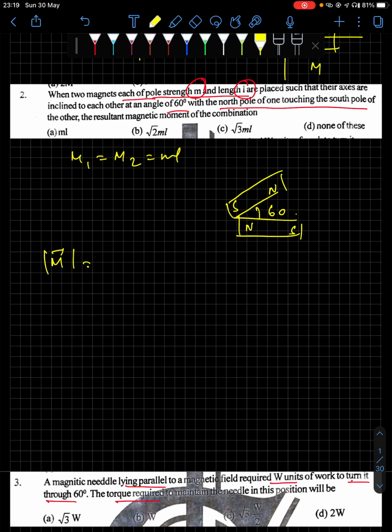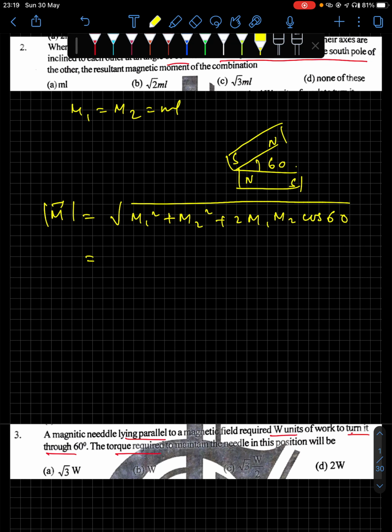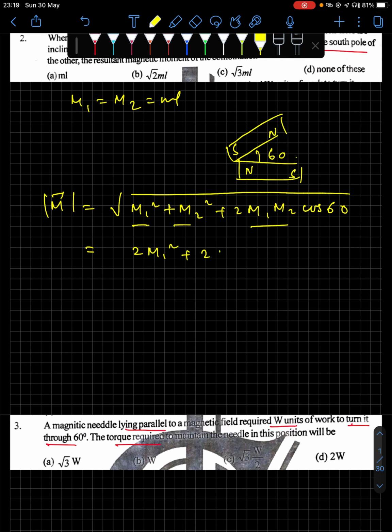In this situation, if you check equation number 5 in the theory, you'll find a relation: the equivalent magnetic moment M equals the square root of M1 square plus M2 square plus 2 M1 M2 cos 60 degree. Here I am putting the value directly. Now M1 and M2 are equal, so adding these two will get you 2 M1 square, and multiplying M1 into M2 will get you M1 square, because M1 and M2 are equal, and cos 60 is half. Okay, I made a mistake here.